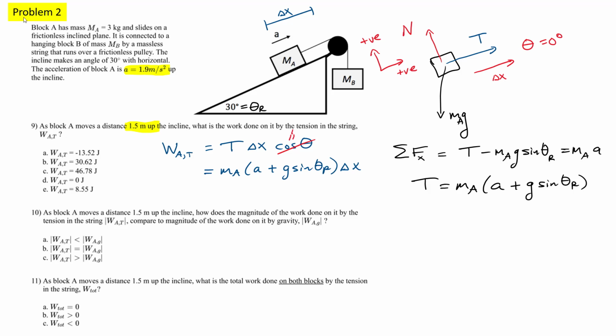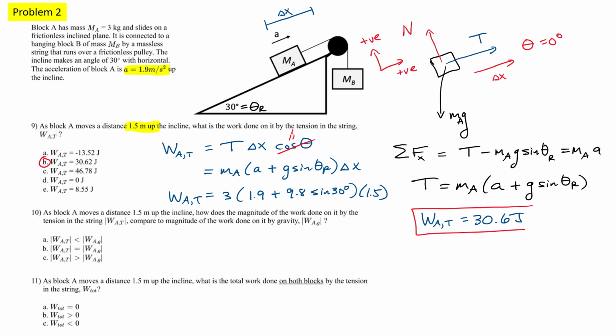All right, now we substitute. So what is my mass MA? It's 3 kilograms. That acceleration is 1.9. Little g, 9.8. Sine of 30 degrees. And now my displacement, they said, was 1.5 meters. All right, that is the work done by this tension. So you go ahead and substitute all those numbers in the calculator, and I think I got an answer that was roughly 30.6 joules. Okay, and that corresponds to choice B as the closest. Let me go ahead and box that up.